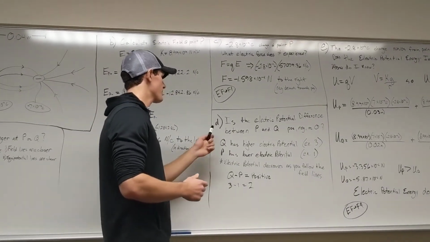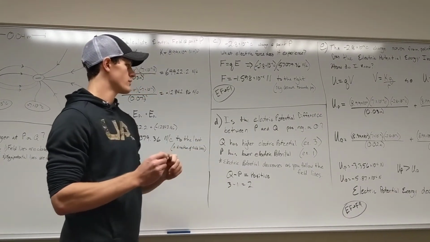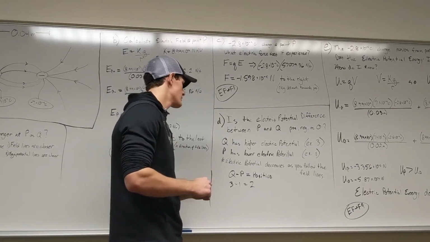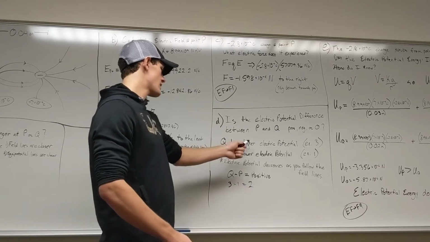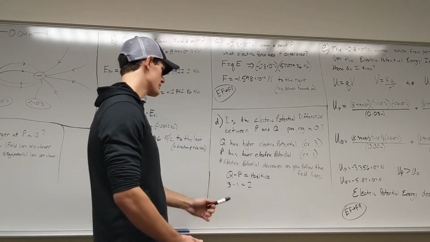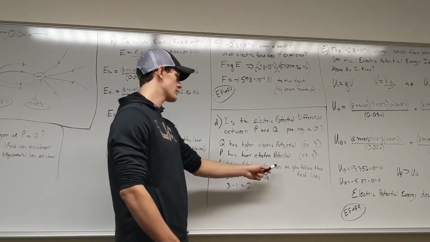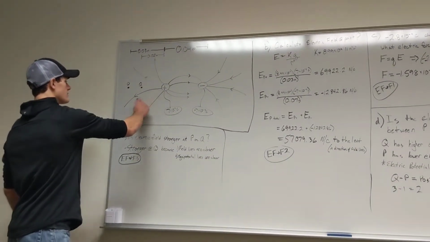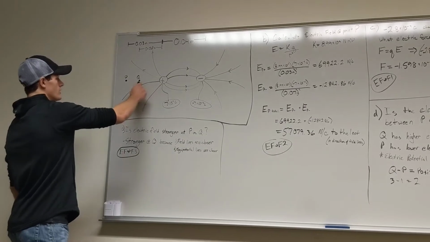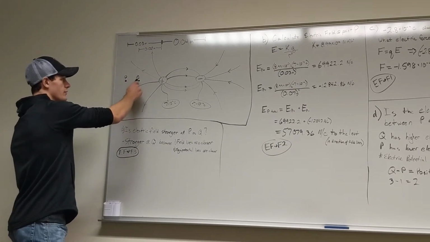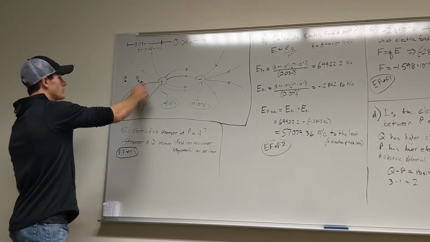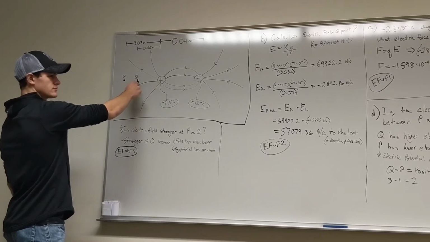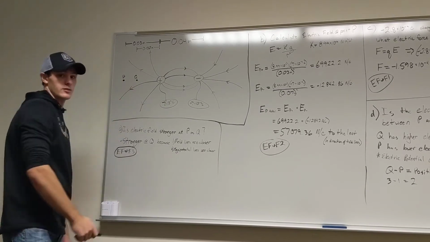Now for section D, we want to know, is the electric potential difference between P and Q positive, negative, or 0? So we know that Q has a higher electric potential because the electric potential decreases as you follow the field lines. So these are the field lines. As you follow them, it decreases. As you can see, P is farther away than Q. So Q is going to have a higher potential, and P is going to have a lower potential.